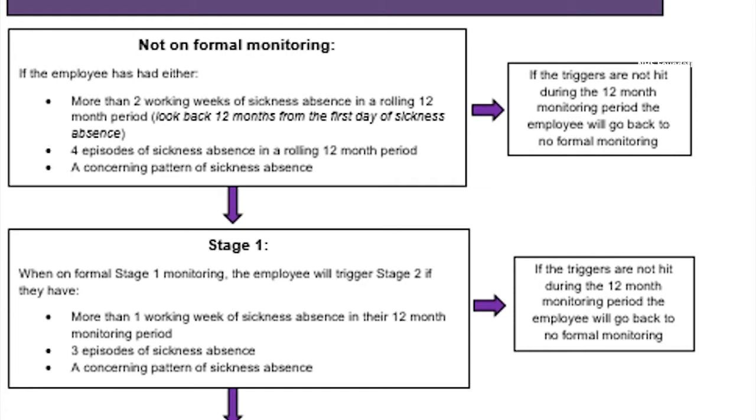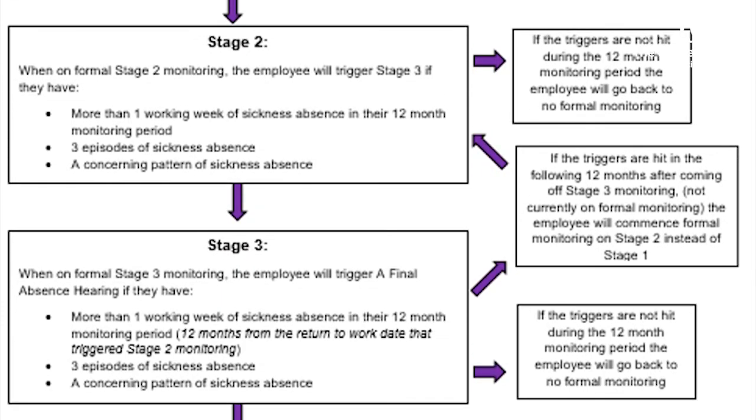For stage 2, stage 3, and to trigger a final absence hearing, if somebody has more than 1 working week off sick or exceeds 2 episodes of absence, they're allowed 2, so it's their 3rd episode that would trigger, or there's a concerning pattern, that will trigger the next formal stage.